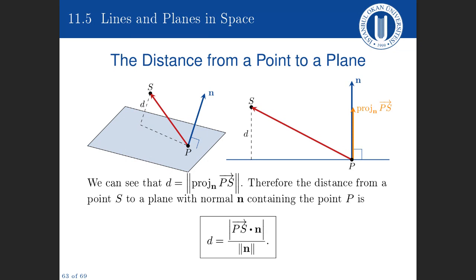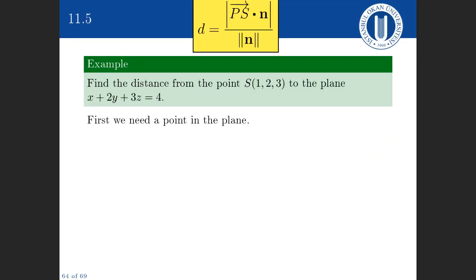We know how to do the projection of a vector onto a vector and then take the norm of it. The formula is the absolute value of PS dot n divided by the norm of n. I write that at the top.